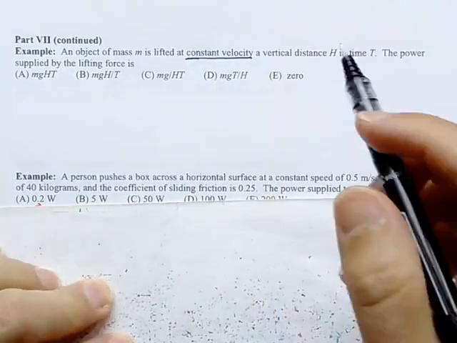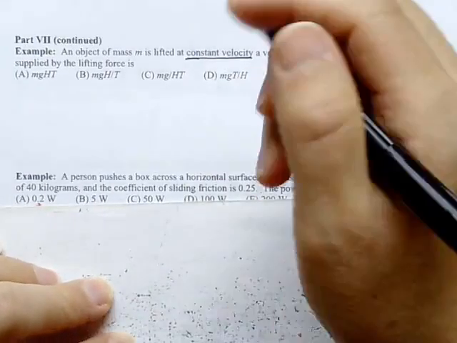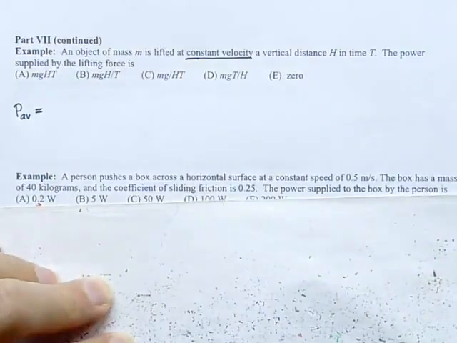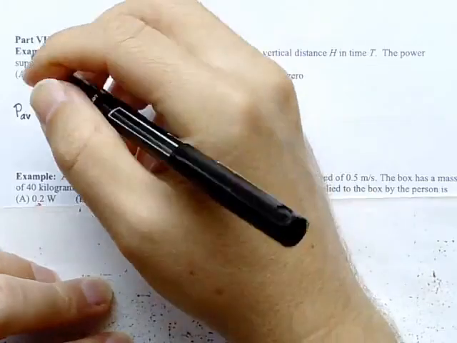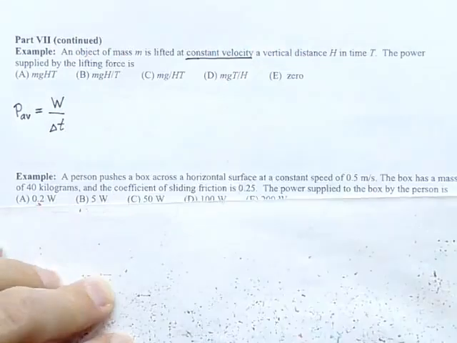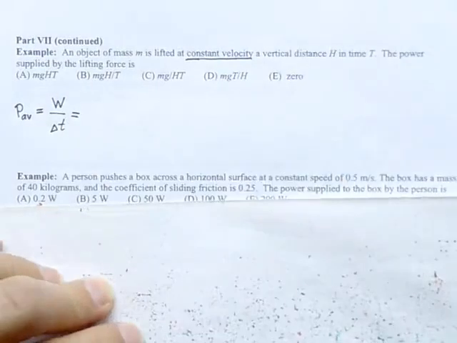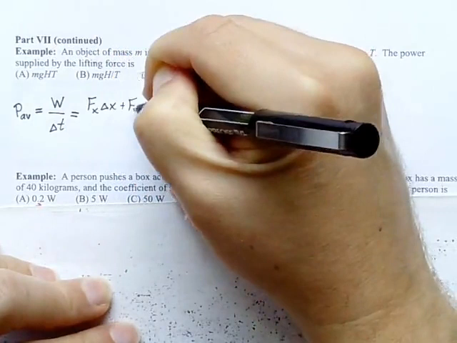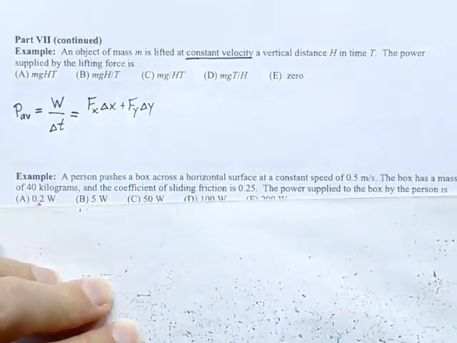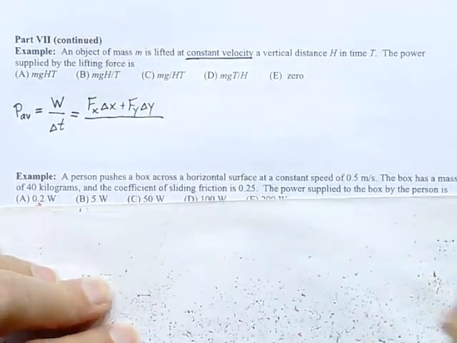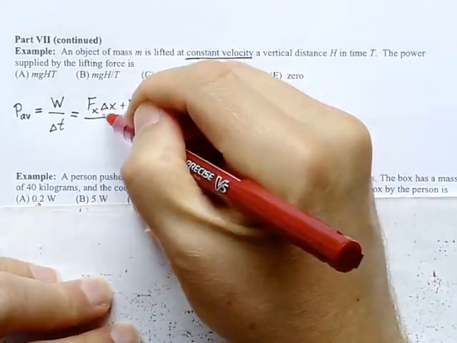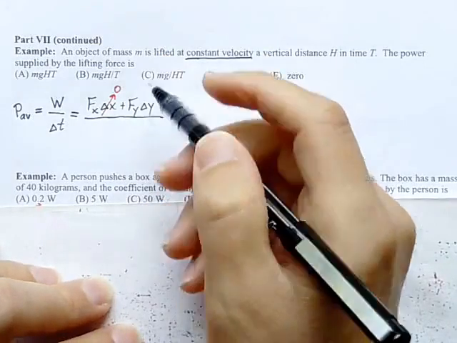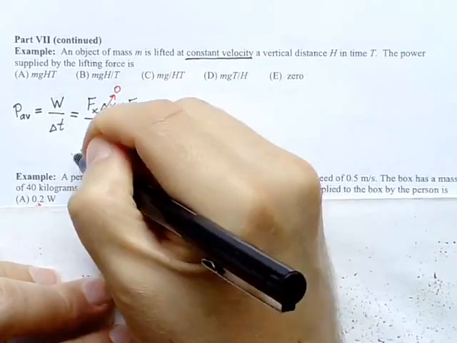What we want is the power, so I'm going to compute it two different ways. First, the average power input required is given by the total work that's done divided by the total amount of time that elapses. So the work that was done is given by Fx delta x plus Fy delta y plus Fz delta z, but we know that there's no movement going on in the z direction. In fact, we know there's no movement going on in the x direction either. It's just being lifted straight up. So just Fy delta y divided by the amount of time that elapses.